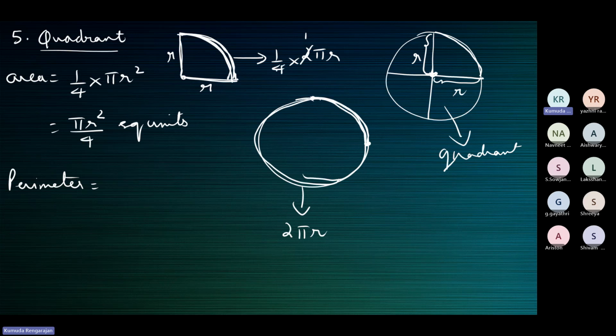So 2 ones are 2, 2 twos are 4. So nothing but pi r by 2. Pi r by 2.